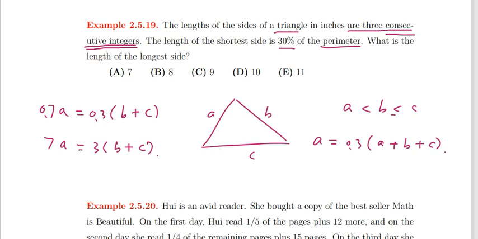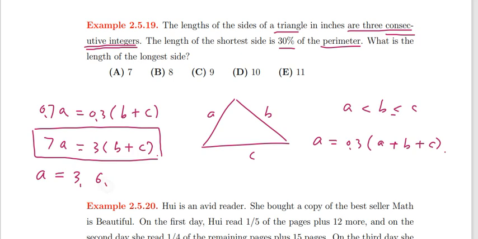Okay. So we just start from here. 7 times A equals 3 times B plus C. So we say A should be a multiple of 3. So A can be 3 or 6, only those numbers, 9, 12, like those numbers, right?